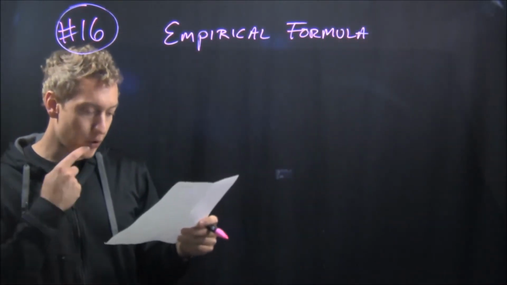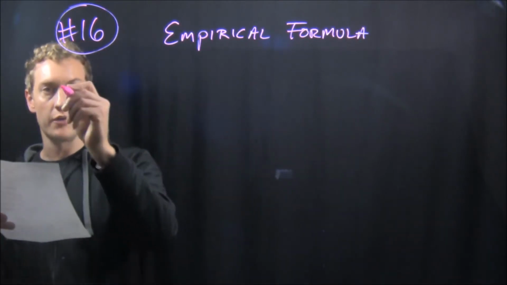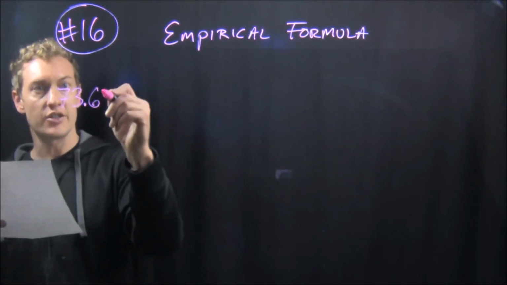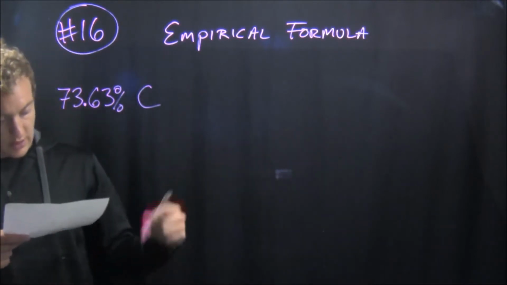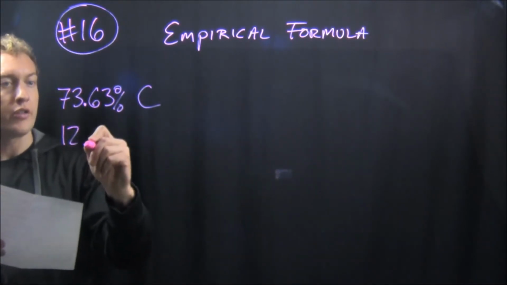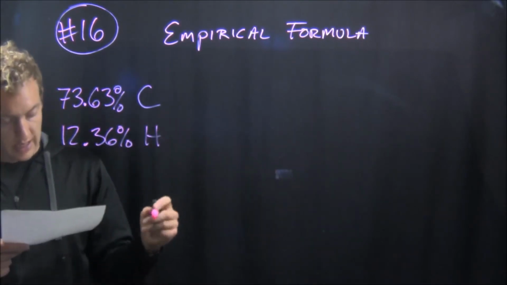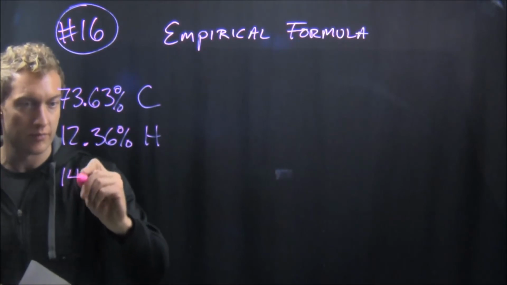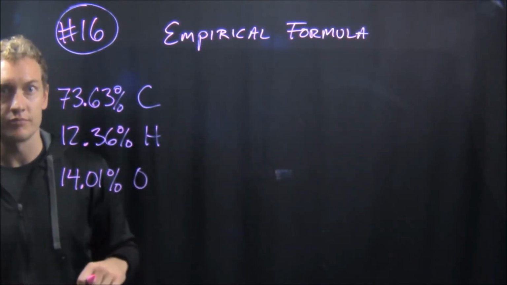So what would the empirical formula of a compound be if it is composed of 73.63% carbon, 12.36% hydrogen, and 14.01% oxygen?